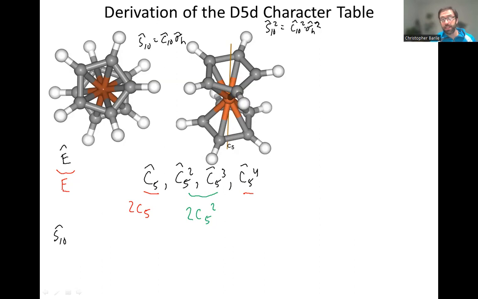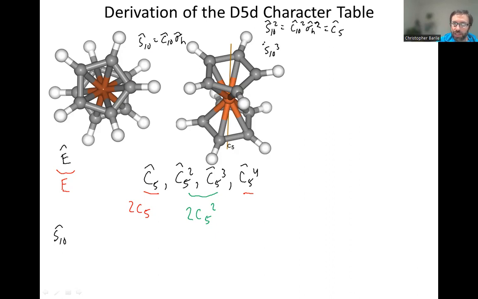That's the same as identity, so that does nothing. So this term goes away, and we're left with just a C10 twice. Well, C10 twice is a C5, and we already have C5. So S10 twice is just a redundant way of writing C5, so that didn't generate a new operation.